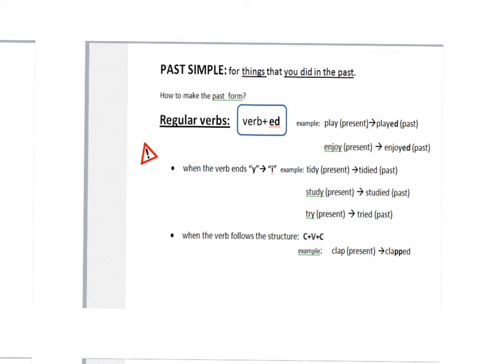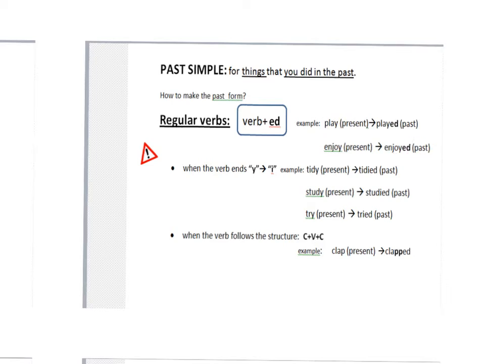Remember that verbs are the actions. For example, play, sing, cook. All those are actions. If we want to write the verb in the past, the only thing we have to do is write ed at the end of the verb. Like, for example, play, which is the present, is played in the past. Or enjoy, that is the present, is enjoyed in the past.